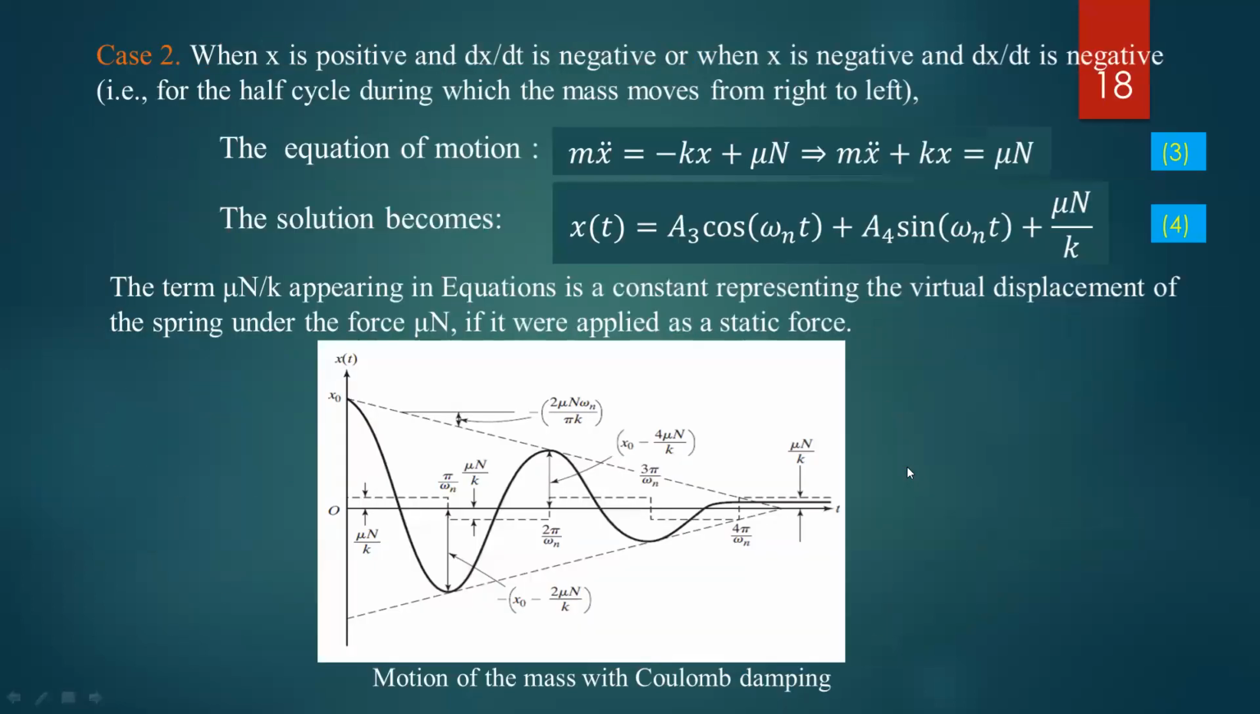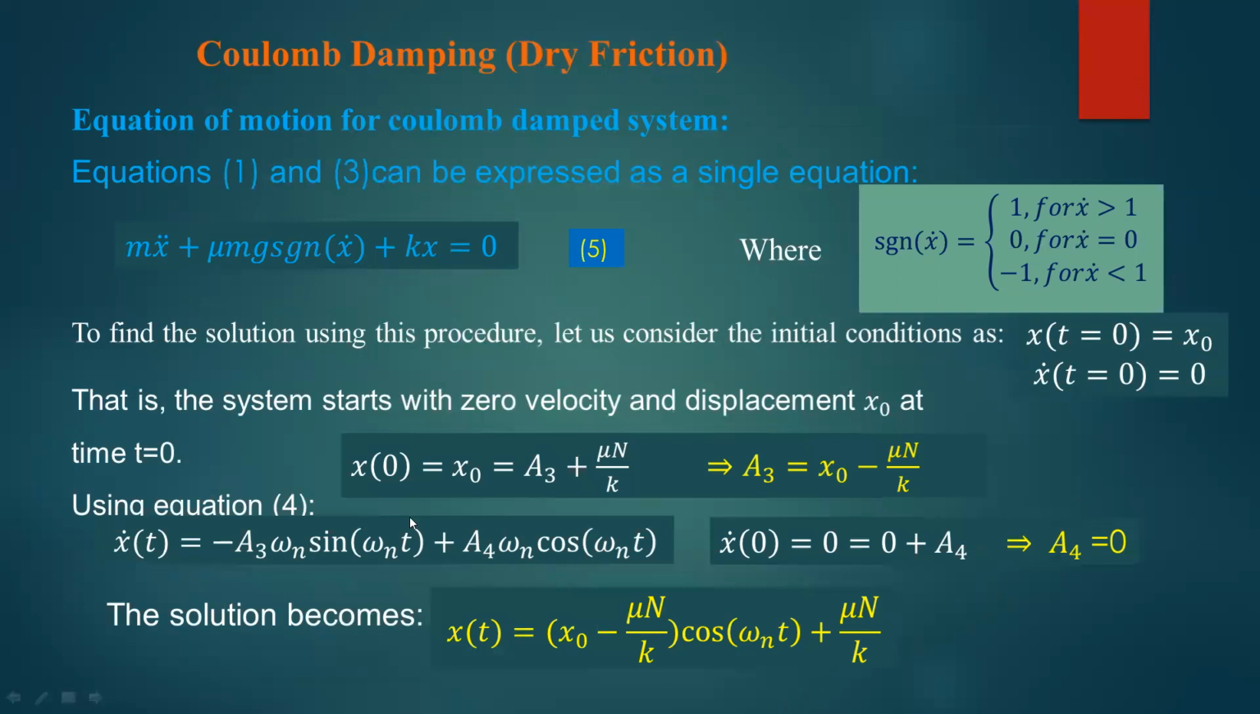So considering that condition, x of 0 is equal to x naught, then it gives us a3 plus mu n over k. Then a3 is equal to x naught minus mu n over k. So a3 is this value. Now we are just finding the constants a1, a2, a3, a4.